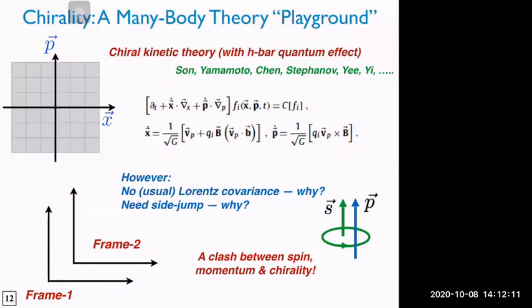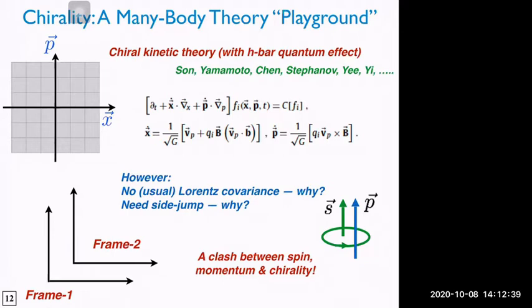Now, chirality also provides an interesting playground for many-body theory, and that's particularly reflected in, I think, hundreds of papers in the last couple of years about chiral kinetic theory or quantum kinetic theory, which incorporate the h-bar quantum effect into the classical Boltzmann transport. So this was the early form of three-dimensional chiral kinetic theory that was developed by a number of people here.